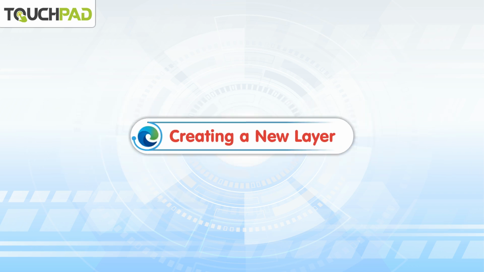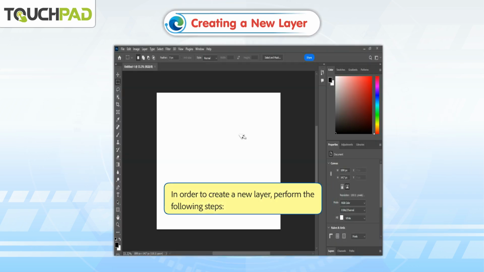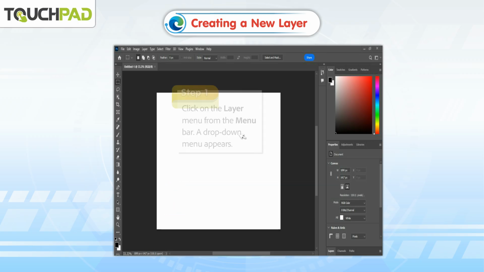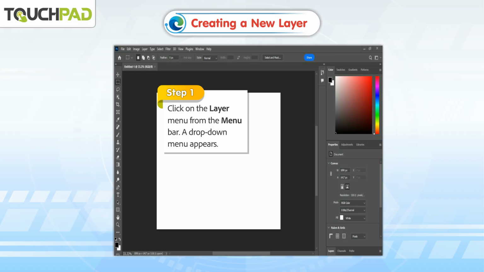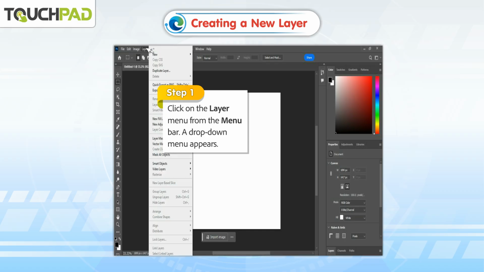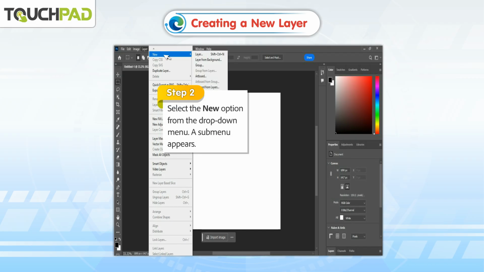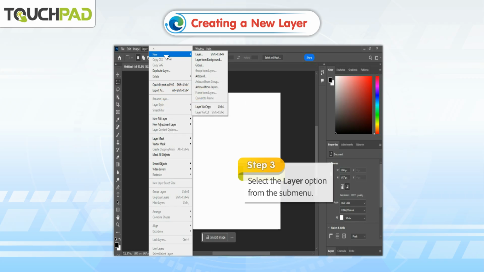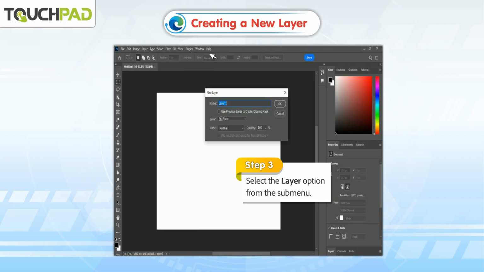Creating a new layer. In order to create a new layer, perform the following steps. Step 1. Click on the Layer menu from the menu bar. A drop-down menu appears. Step 2. Select the New option from the drop-down menu. A sub-menu appears. Step 3. Select the Layer option from the sub-menu.